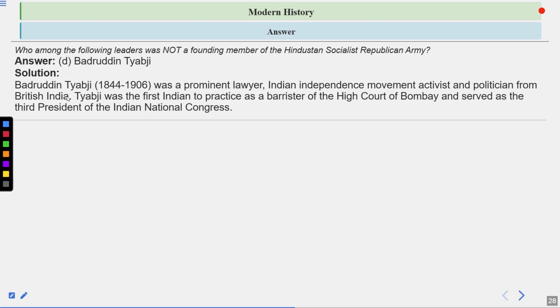Solution. Badruddin Tayyabji, 1844 to 1906, was a prominent lawyer, Indian independence movement activist, and politician from British India. Tayyabji was the first Indian to practice as a barrister of the High Court of Bombay and served as the third president of the Indian National Congress. But he had nothing to do with the Hindustan Socialist Republican Army, which in short is also called HSRA.